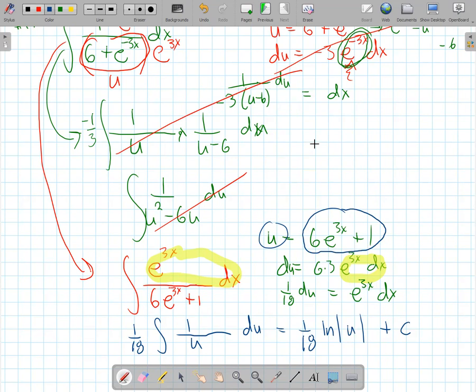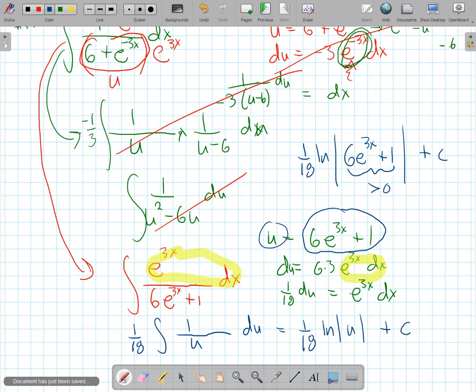So now I have an antiderivative. It looks like it is 1/18 times the natural log of the absolute value of 6 e to the 3x plus 1, close the absolute value, add your constant. Side note on this one, e to the 3x is always positive, plus 1 makes it always positive, so I really don't need the absolute value here since the internal function is always greater than 0. Absolute value is optional on this one. Sometimes it's not.